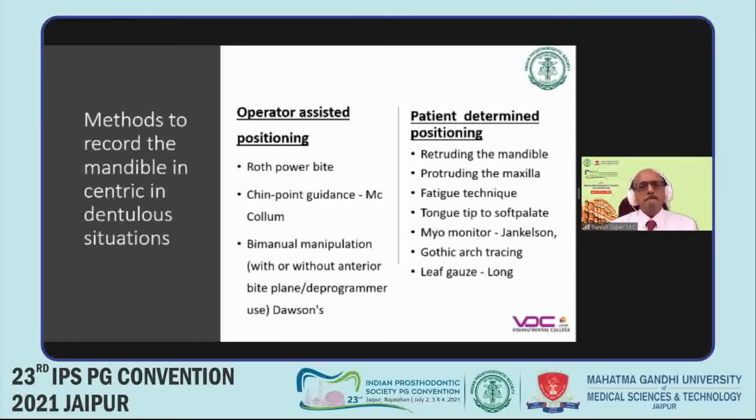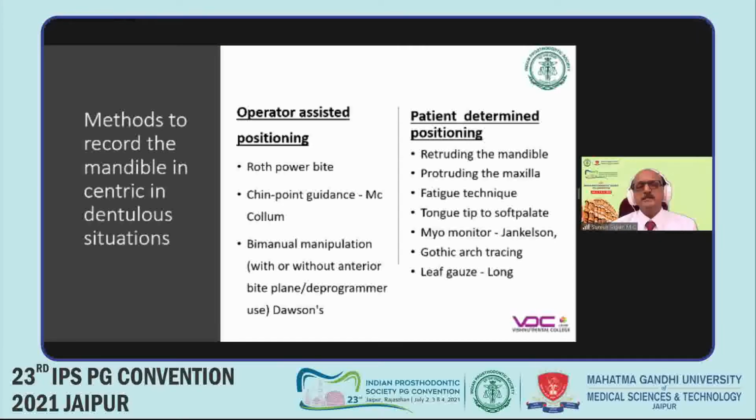Well, then in dentulous situations, there are a couple of differences. In patients, it is grouped into two: operator-assisted positioning and patient-determined positioning. When it's operator-assisted positioning, there is the Roth power bite. This is the most recent one, wherein you have a deprogrammer-like device in the mouth, and then you use the power of the elevator muscles to position the mandible in centric relation. That is how the Roth power bite works.